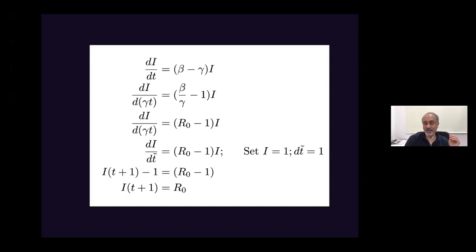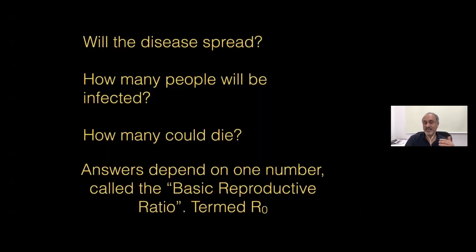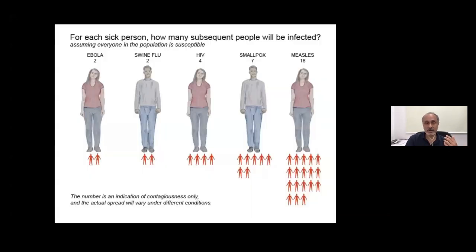We'll come back to this intuition that this result provides a little later, but let me just emphasize the importance of R naught. The questions that you might want to ask are: will the disease spread? How many people will be infected? How many could die? And all of this depends upon just the basic reproductive ratio, R naught. As we figured out, R naught says for every one person who is infected, how many people will they subsequently infect, given that everybody else is susceptible to the disease.